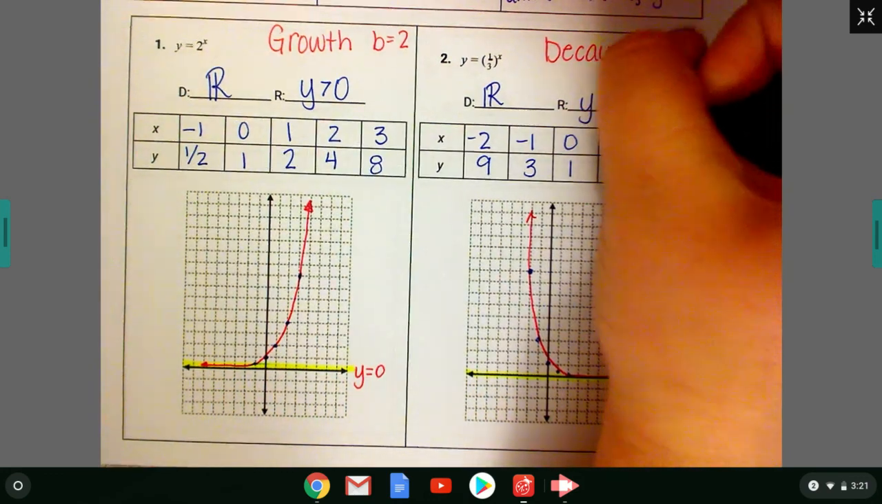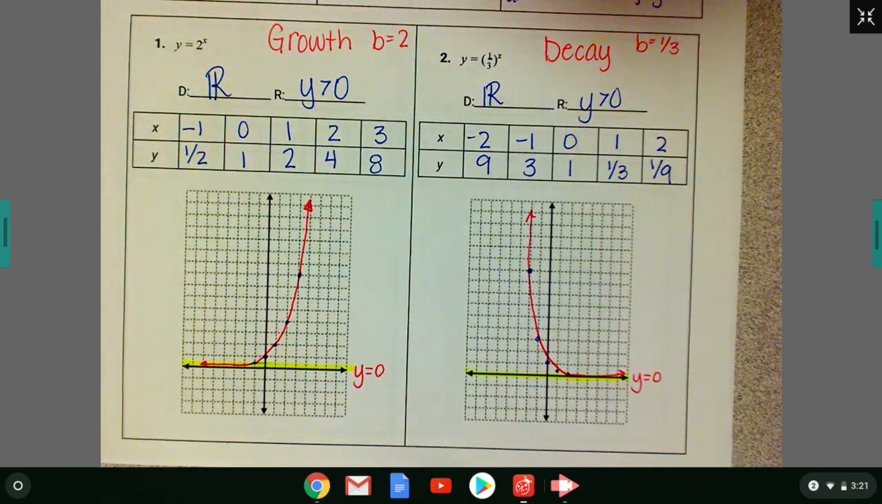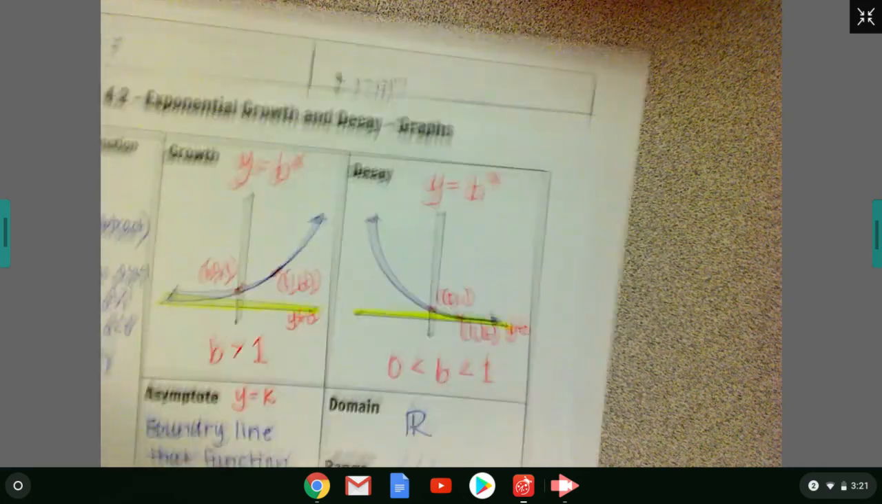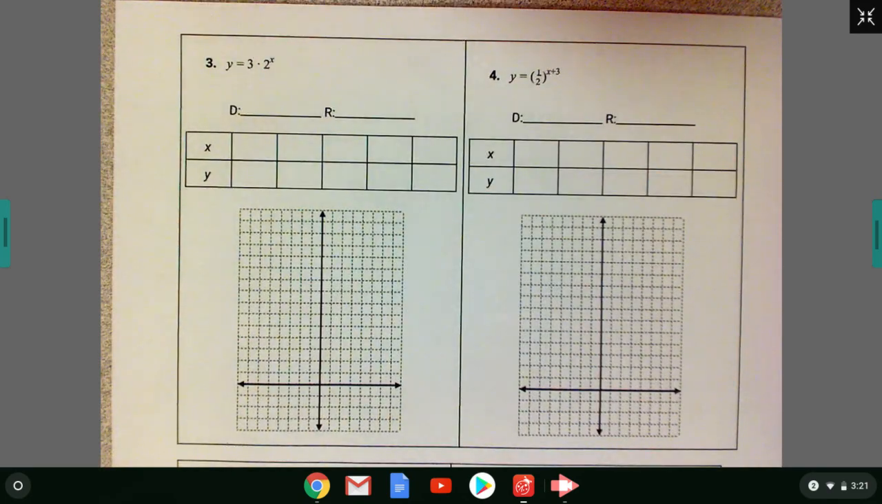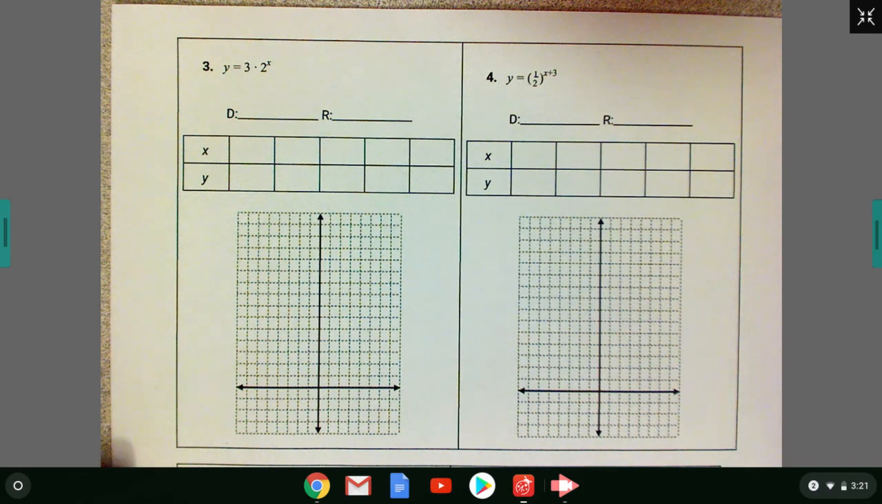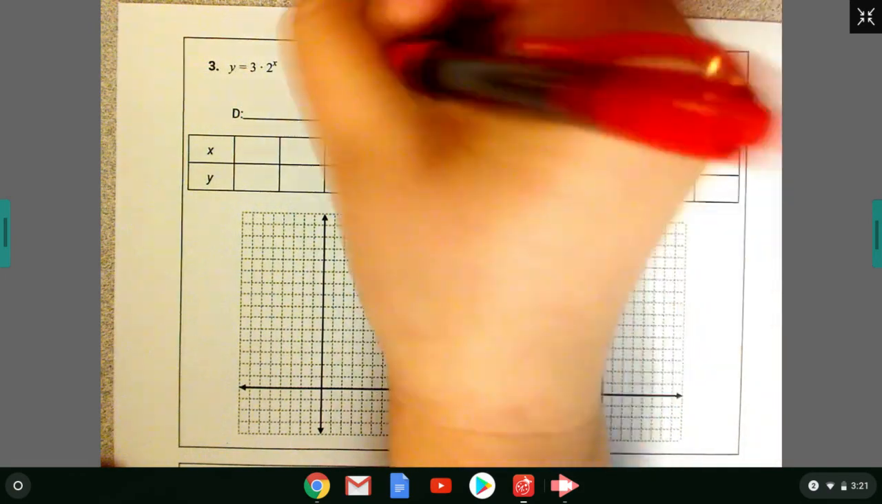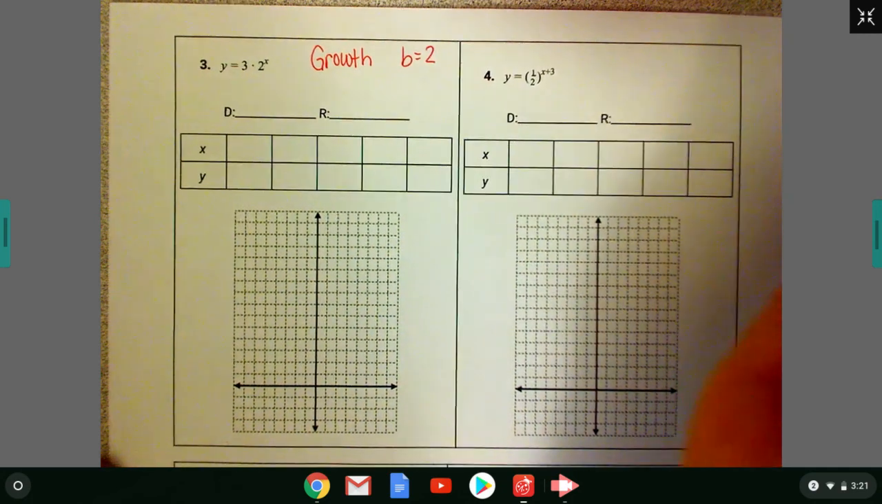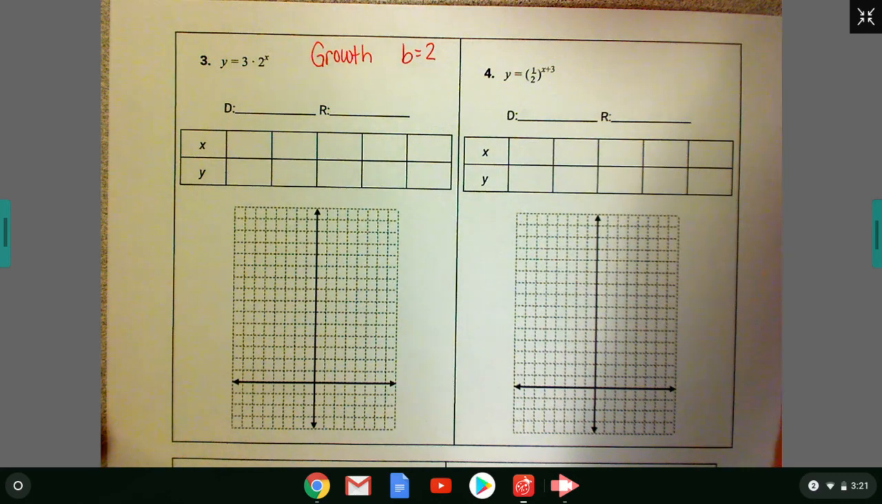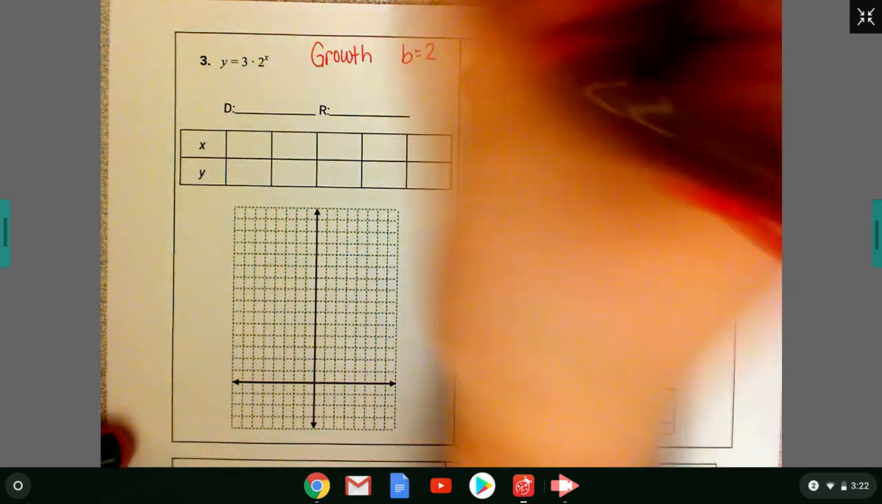All right, let's look at the next couple. These ones do have some shifts involved. So 3 and 4, there will be one transformation happening, and then 5 and 6, there'll be 2. So let's see what's happening on number 3. First off, notice we've got 2 to the x, so our b is 2, and we've got a growth function. And the 3 is an a, so we're going to have to multiply y by 3. It's going to stretch it.